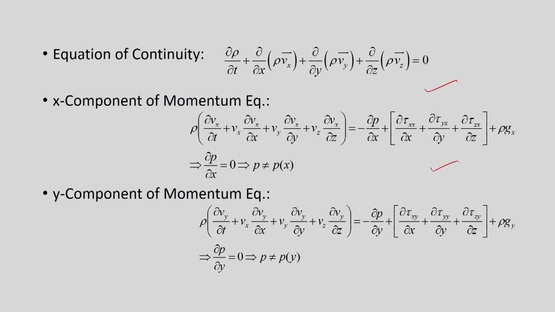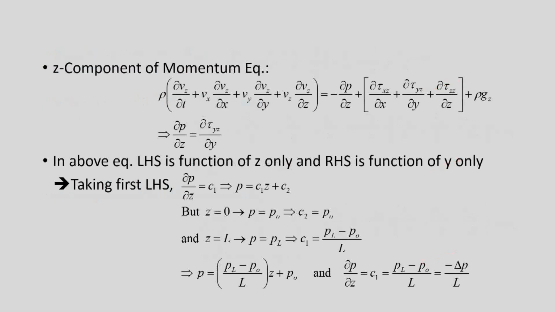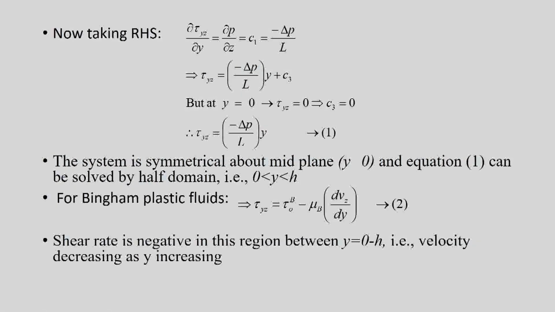So the simplification of the continuity equation, and the x, y and z momentum equations, are exactly the same as in the previous case. I am not repeating them. Getting the pressure distribution is also exactly the same. Up to this equation 1, the rheology of the material has not been incorporated, so up to equation 1 the solution is exactly the same as in the previous case of power law fluids.